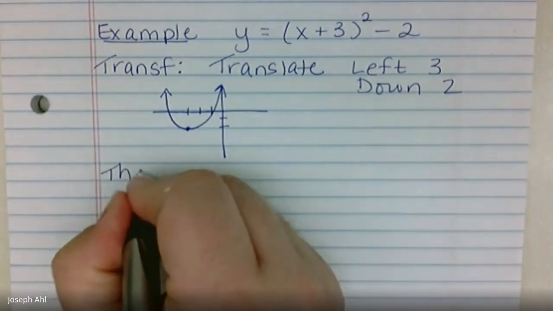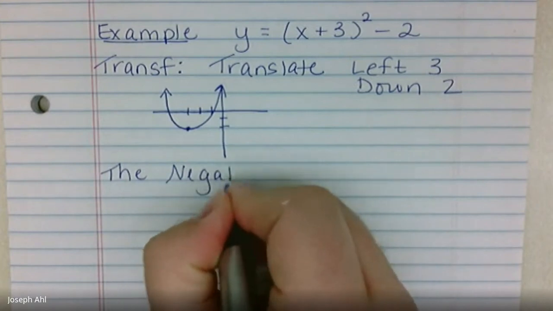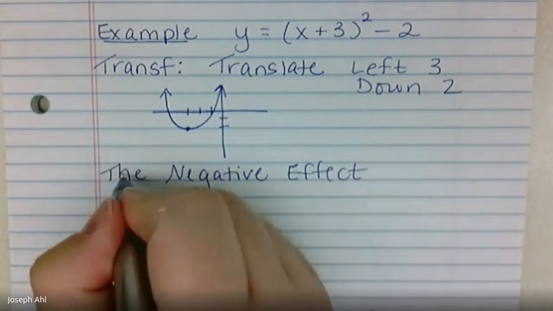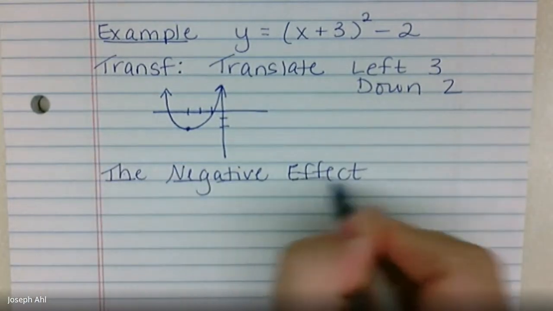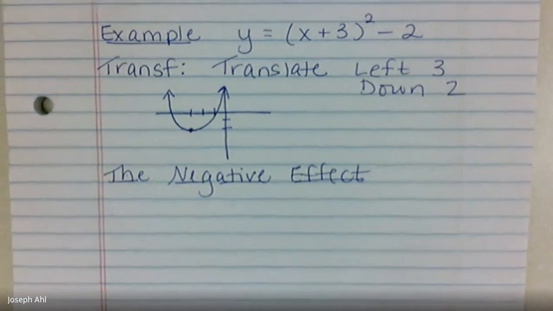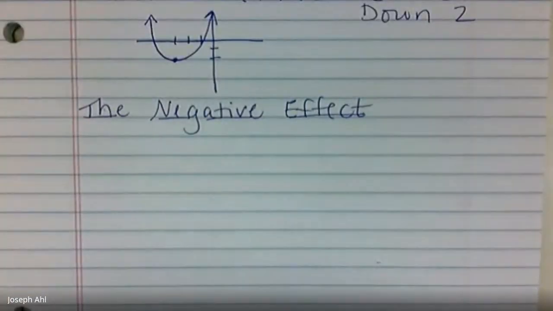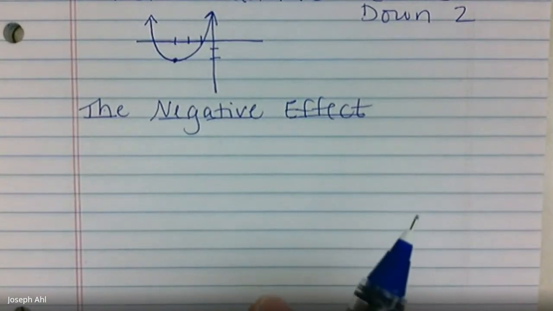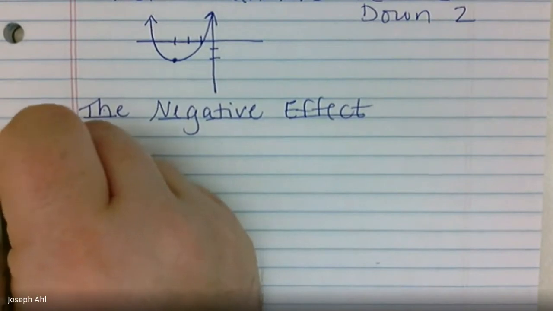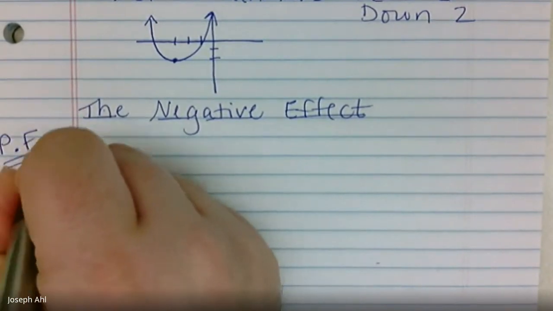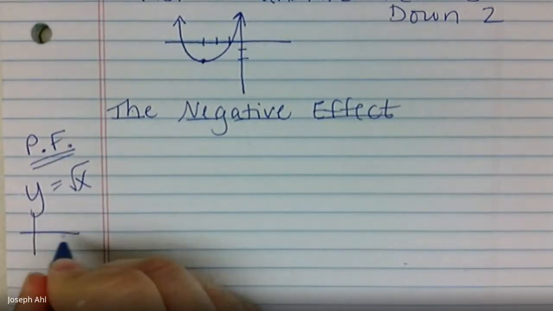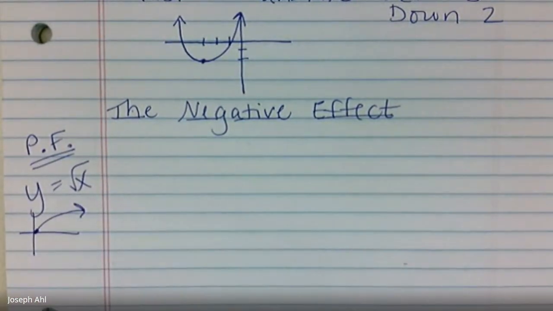But what I want to talk about right now is the negative effect. What I mean by that is the effect that a negative has on a parent function. I'm going to do this because I think it's nice to view if we're looking at the parent function y equals radical x. So my parent function, I'm going to think about as being y equals radical x. And I know what that looks like, right? If you even want to sketch it in the margin real quick, y equals radical x looks like this.